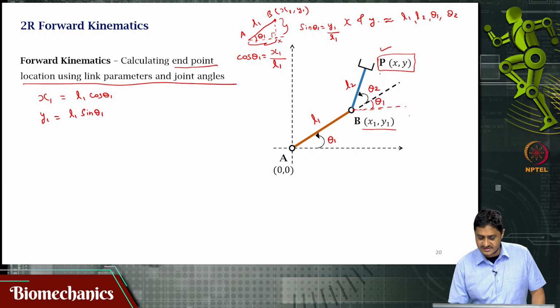So, in the right triangle B X2 P, right?